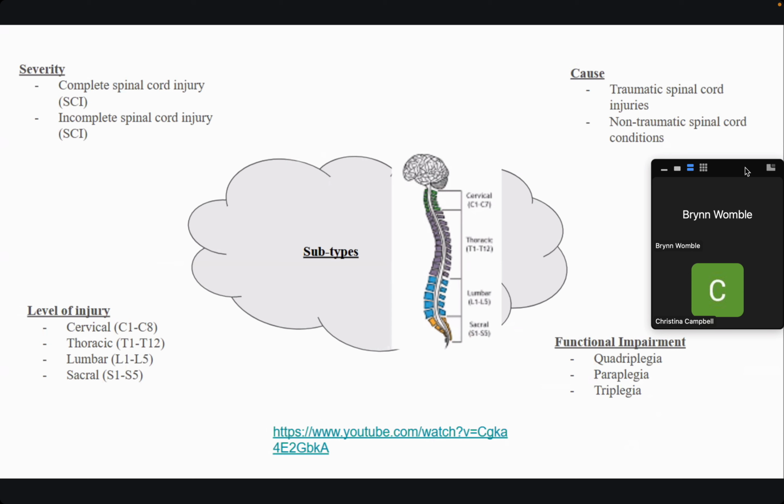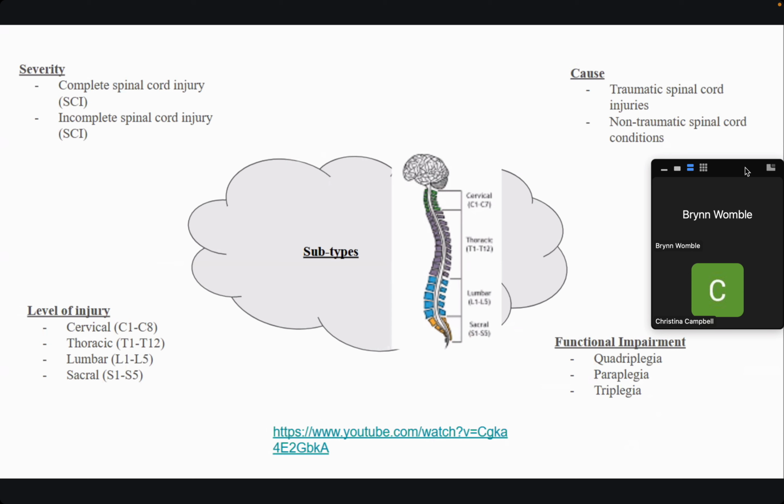Traumatic spinal cord injuries are caused by a sudden trauma, such as a car accident, a fall, or a sports injury. A non-traumatic injury is caused by medical conditions such as spina bifida, multiple sclerosis, cerebral palsy, tumors, cancer, or infections.